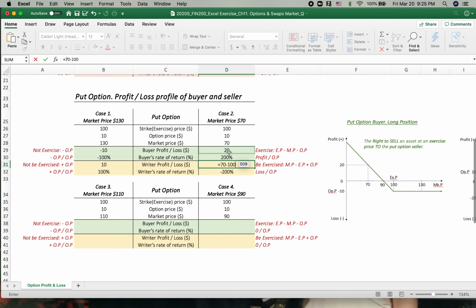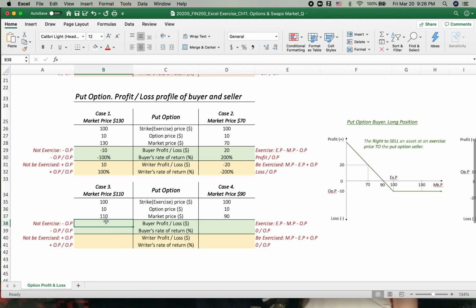The put option buyer exercises their right to sell their asset at $100. So you have to buy the put option buyer's asset at $100. Even though the market price went down to $70, you lose $30, but you will receive the $10 option premium. So minus $20 is the loss. So we receive $10 as investment, but we lose $20. So minus 200% is the writer's rate of return.